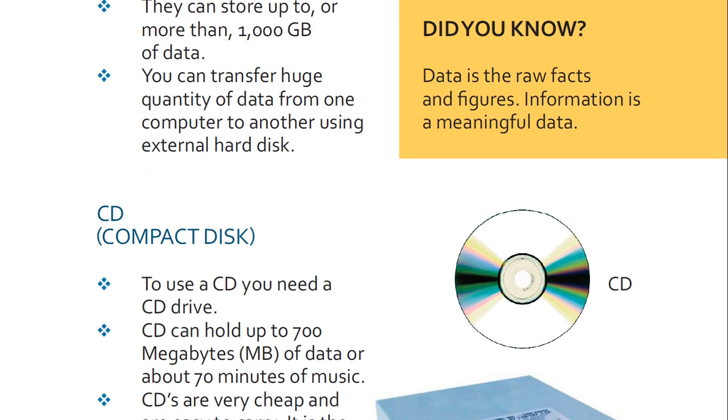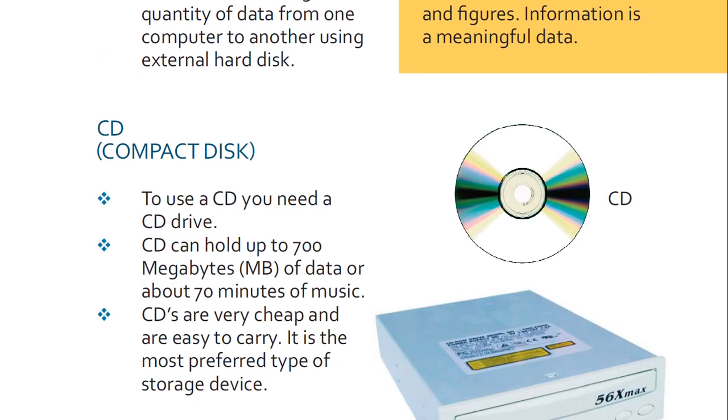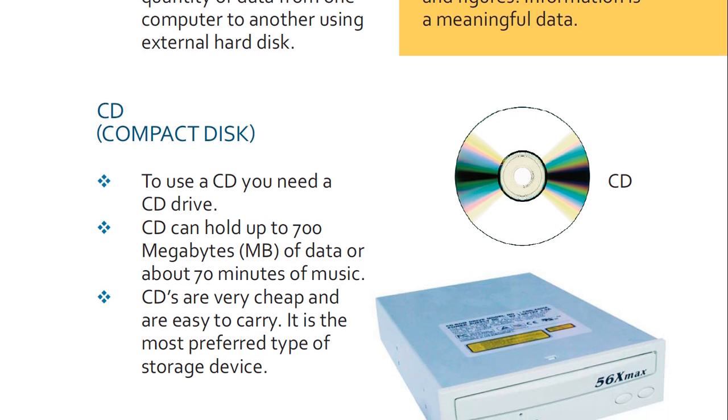Next one is CD. CD means compact disc. Normally we can see CDs everywhere. CDs and DVDs we can see everywhere. To use a CD, you need a CD drive. In this desktop or laptop, to access the CD you need the CD drive. It is used for reading the CD.